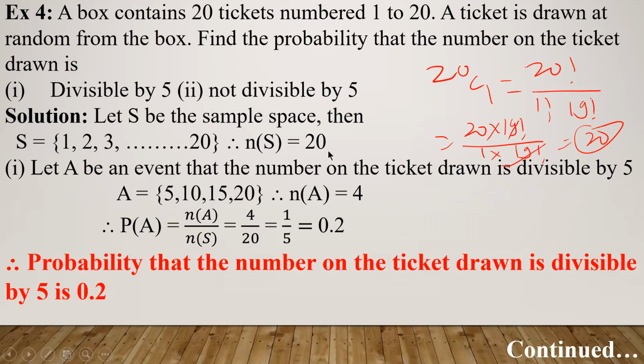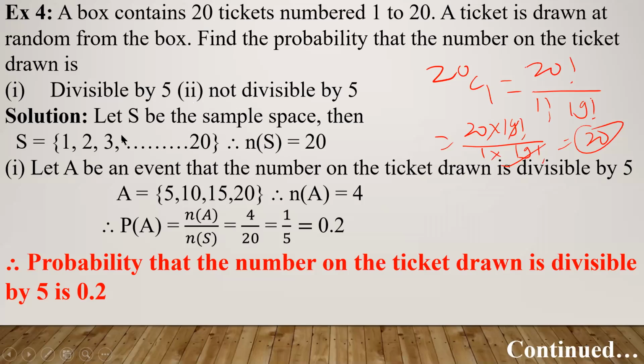So n of S is 20. Okay, if we draw 2 tickets, then you have to calculate 20C2. If we draw 2 cards, then 52C2. So if the exam has a 2-card or 3-card question, you have to do it accordingly. Okay, I have taken only one, but the idea is the same. Here we are drawing only one ticket, so it can be done in 20C1, that is 20 different ways.